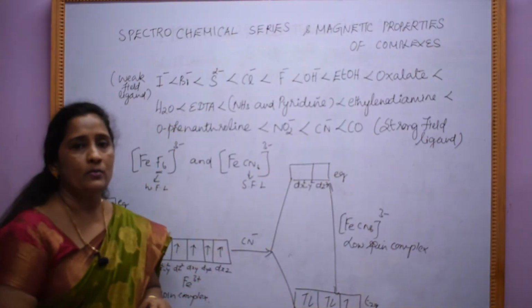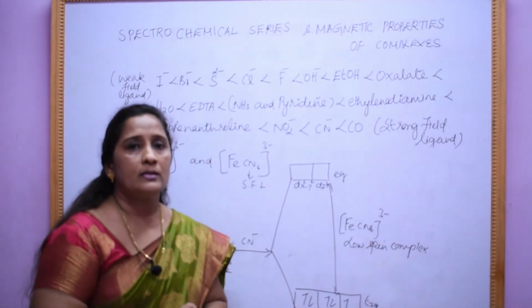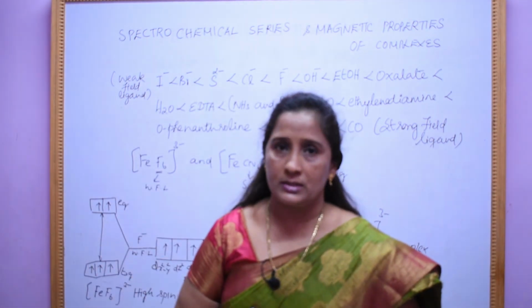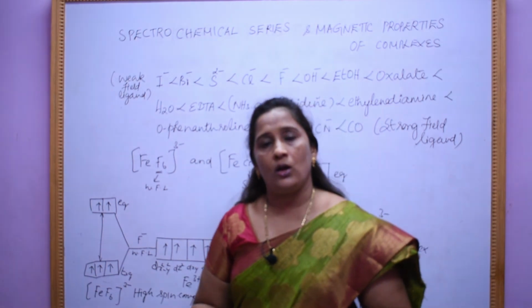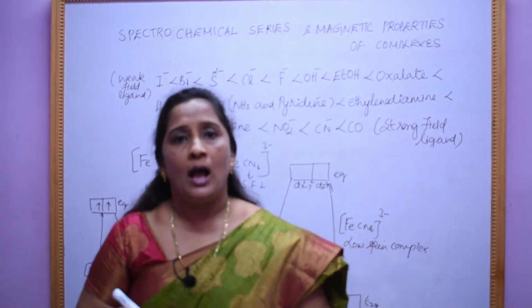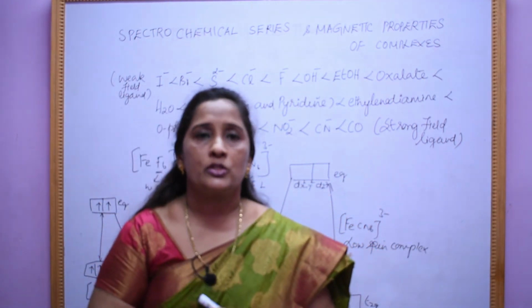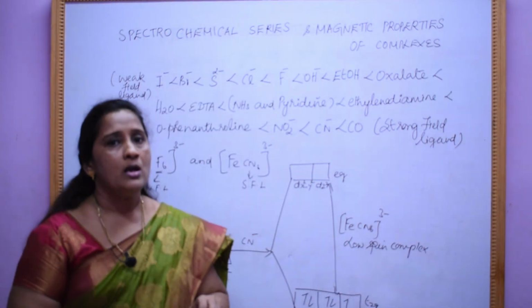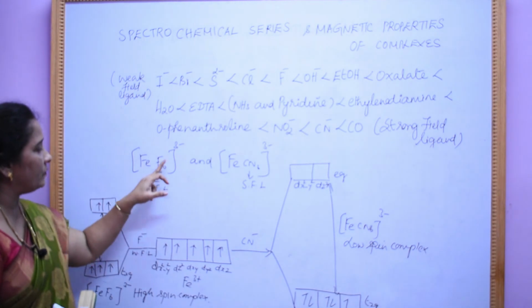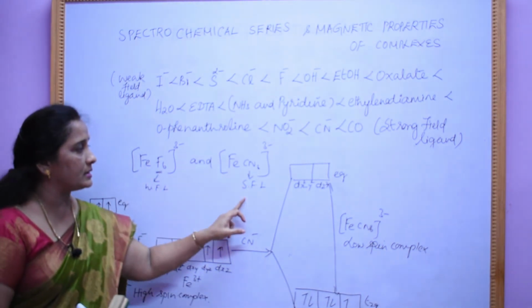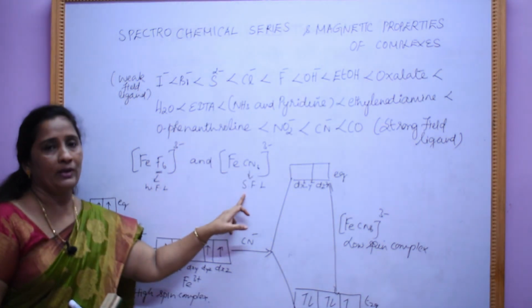So in this section we have discussed the definition of the spectrochemical series, the definition of weak field ligand and strong field ligand, and how the electron distribution happens under the influence of a strong field ligand and a weak field ligand. We have explained this with the example of FeF6 where F is a weak field ligand and Fe(CN)6 where CN is a strong field ligand.